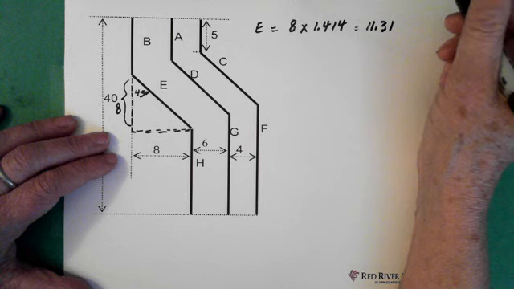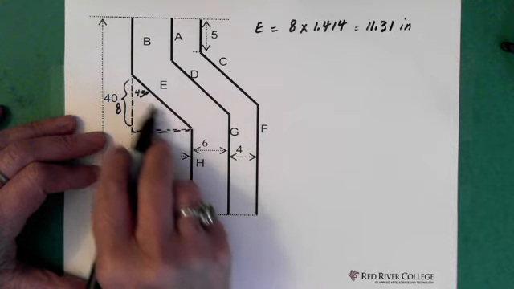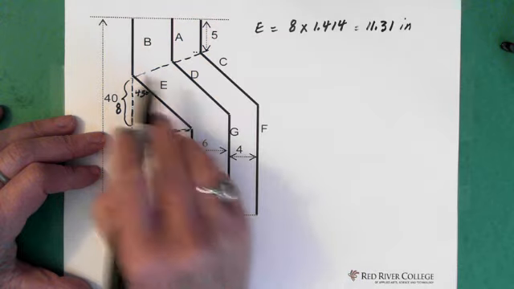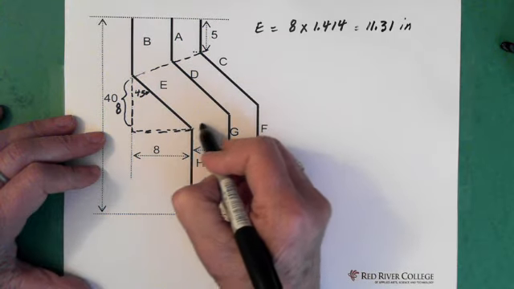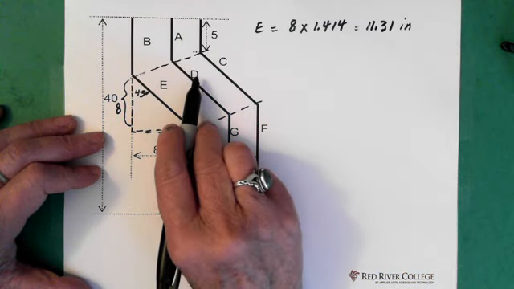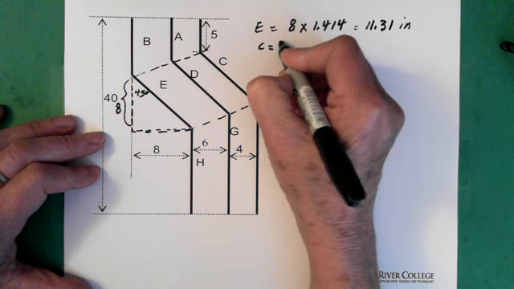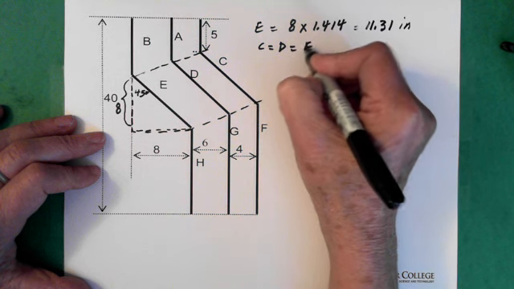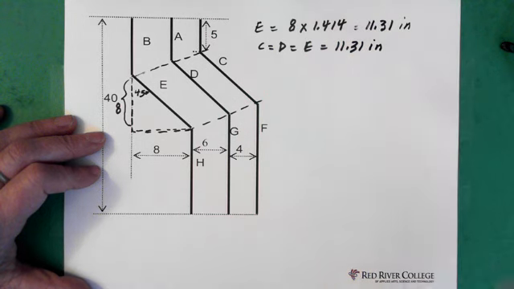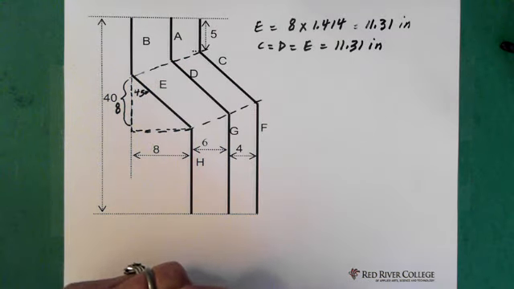Let's put the units in there. Let's go with inches. Now if we've solved for E, all of these shifts in direction here, all of these are in parallel. Because they're in parallel, E must equal D, and that must equal C. So C equals D equals E, which equals 11.31 inches.